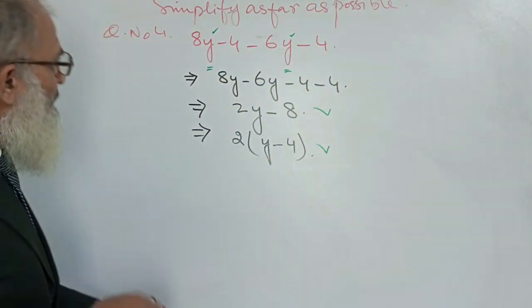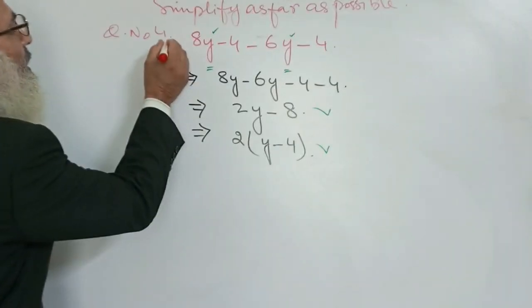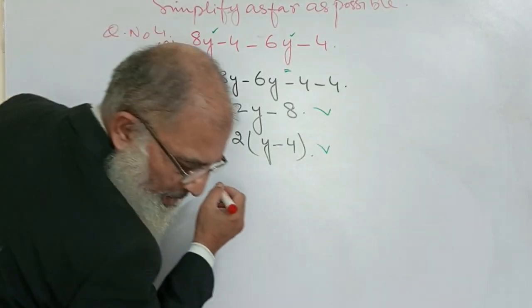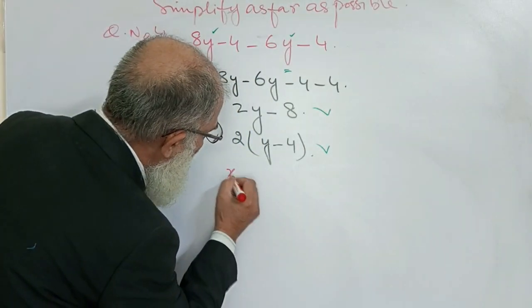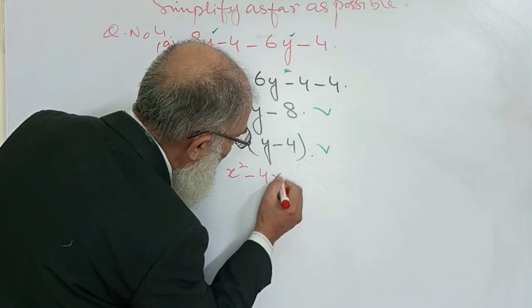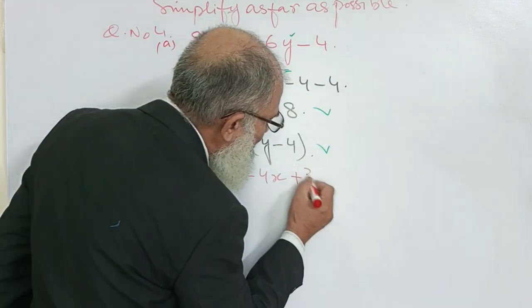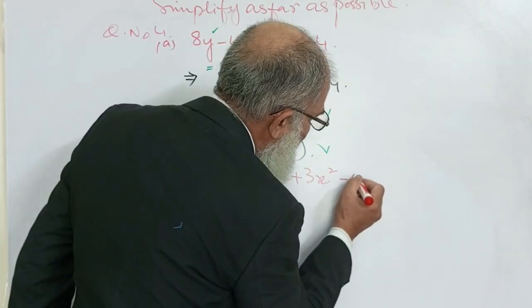So this was part A, and part B is x square minus 4x plus 3x square and minus x.